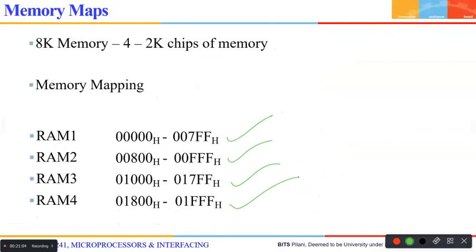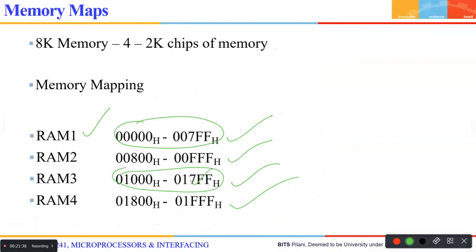So, whenever the microprocessor generates any address in this range, only this chip has to be selected. Other chips should not be selected. Whenever the microprocessor generates any address in this range, the only memory chip to be selected is RAM 3. Other chips should not be selected. That is where we use the decoder which I told you about in yesterday's class.